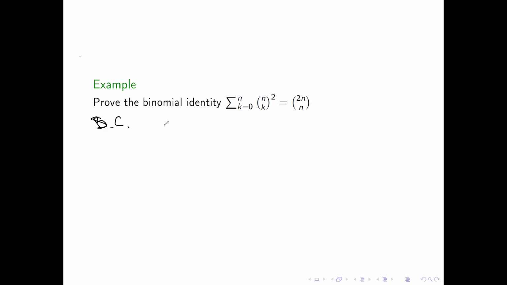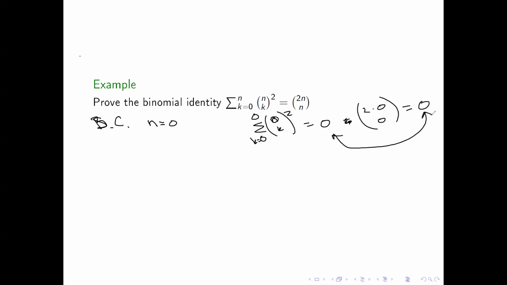What will be my base case for this one? 0. So we have n equals 0, and then obviously the sum from k equals 0 to 0 of 0 choose k squared equals 0, which happens to be 2 times 0. I should make them equal, but this equals this, which is also 0. So therefore, they're the same. So base case, super easy.